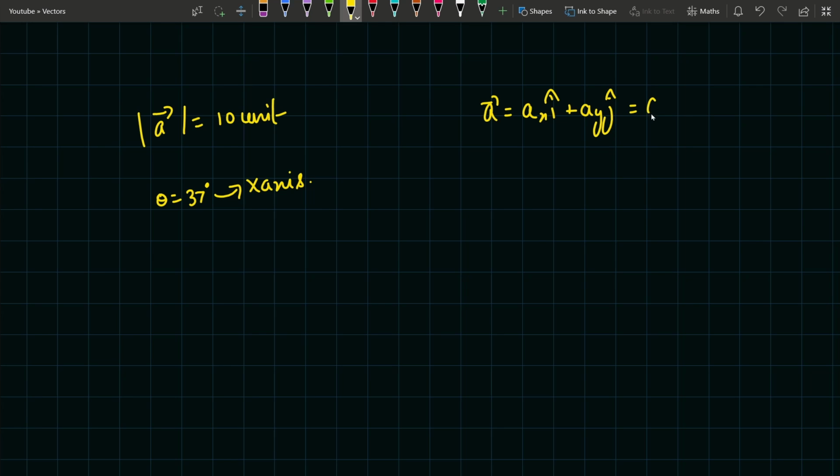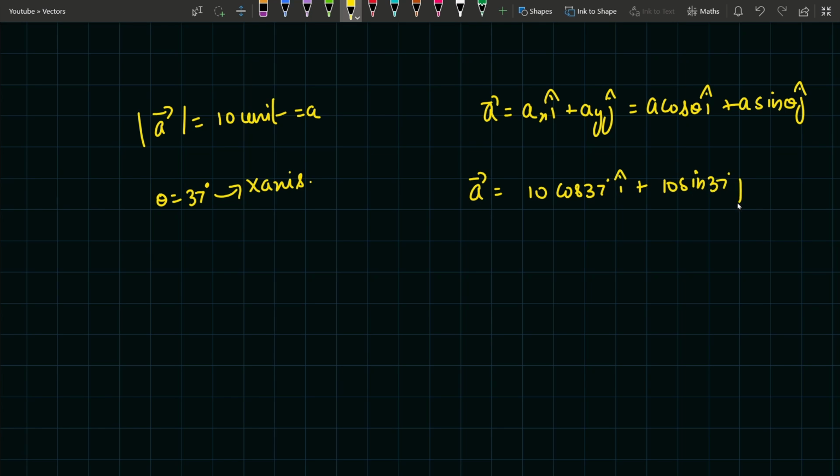and that is nothing but A cos theta I cap plus A sin theta j cap, and I know that 10 is my A, therefore A vector can be written as 10 into cos 37 degrees I cap plus 10 into sin 37 degrees j cap.